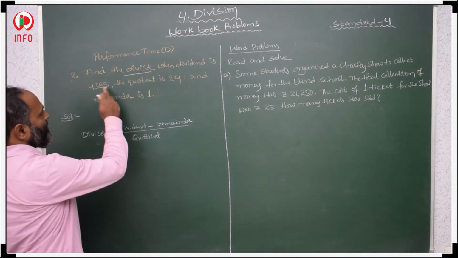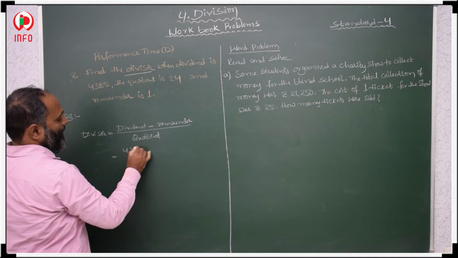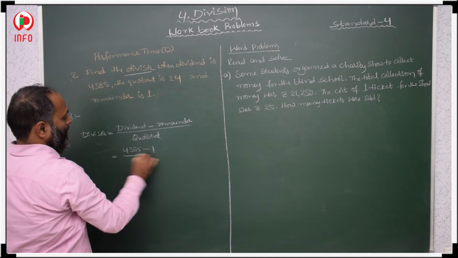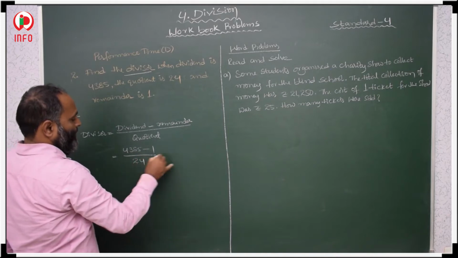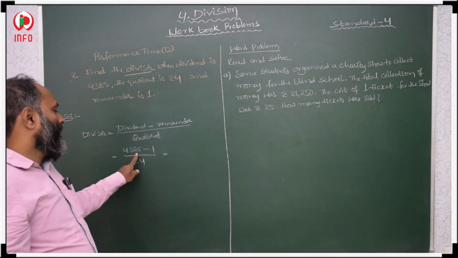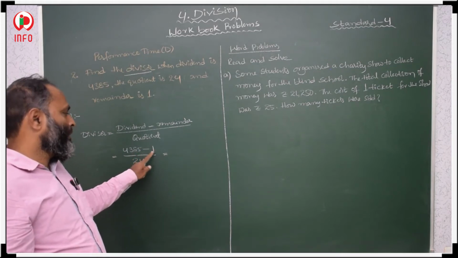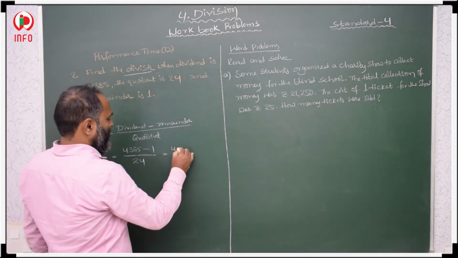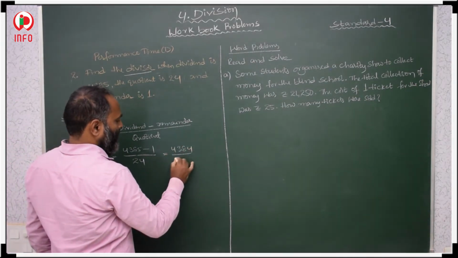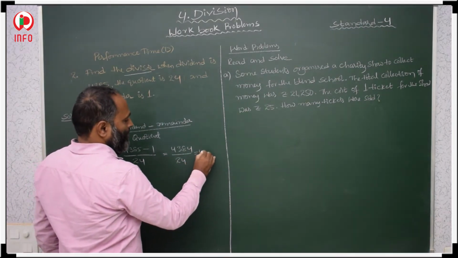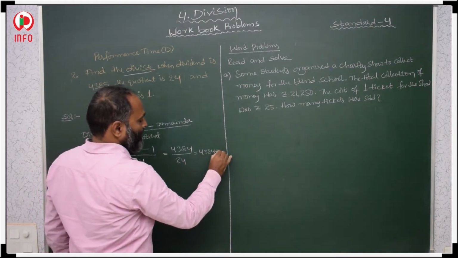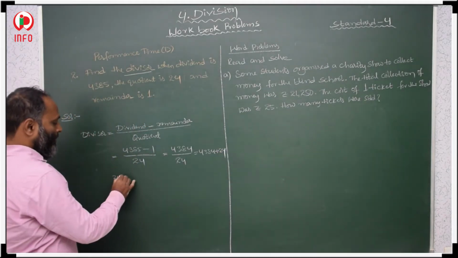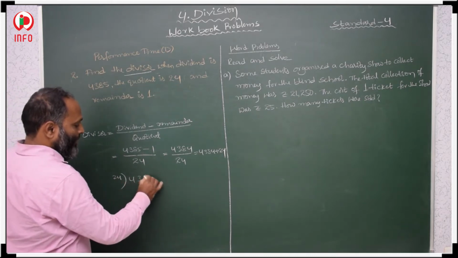What is the dividend here? 4385 minus the remainder. What is the remainder here? 1, divided by 24. 4385 minus 1: 85 minus 1 is 84, that is 4384. 4384 divided by 24. It means 24 divides 4384.